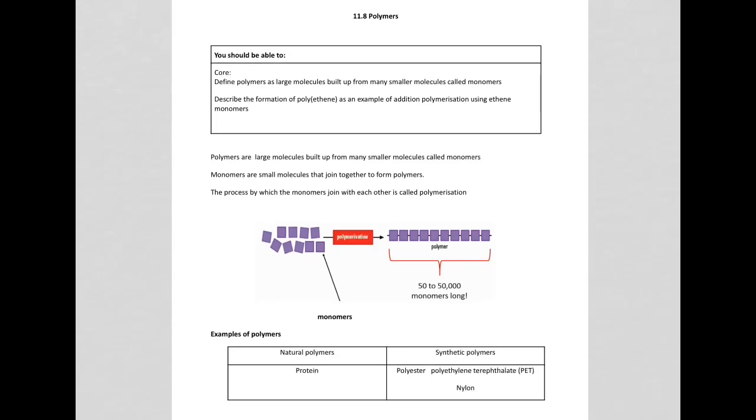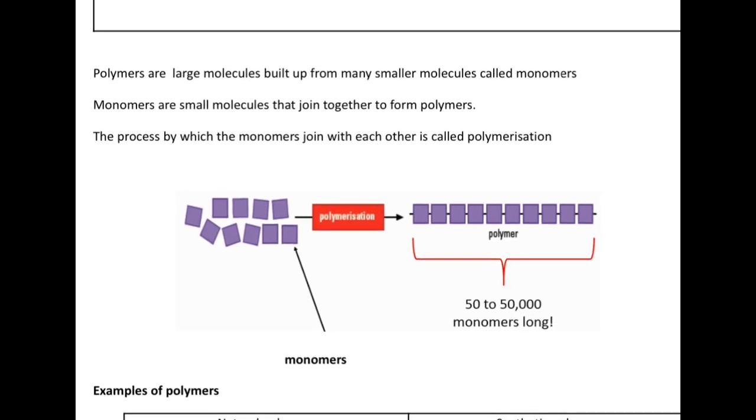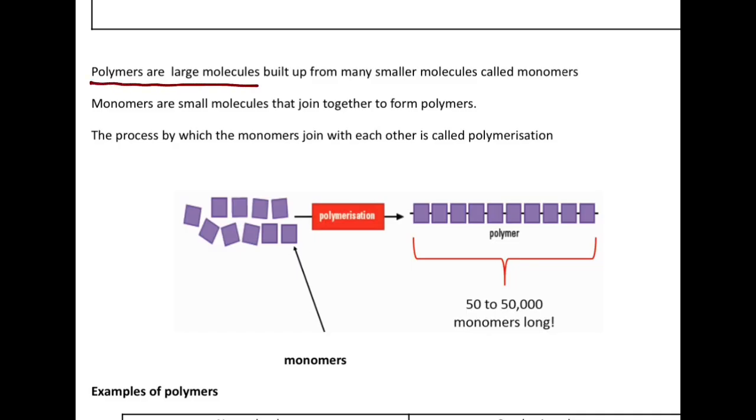Hi everyone, so we are going to be looking at the topic polymers. Now a polymer is a very large molecule, a very long molecule that is made up from small molecules that combine together. These small molecules are called monomers. So many monomers come together and they form a polymer. They join together by covalent bonds. And the process by which a polymer is formed is called polymerization.